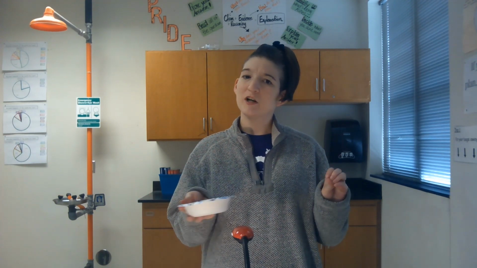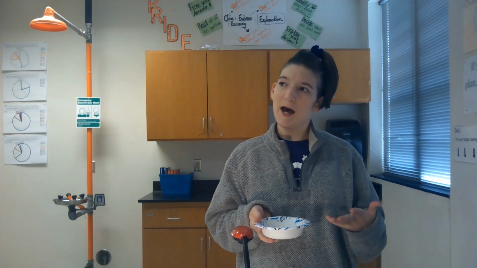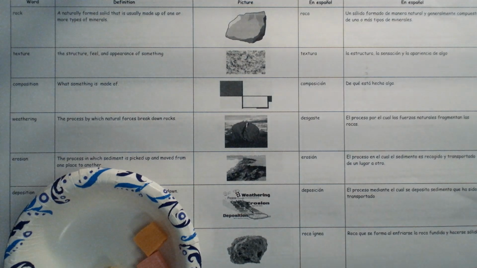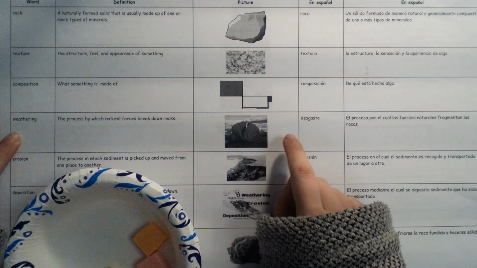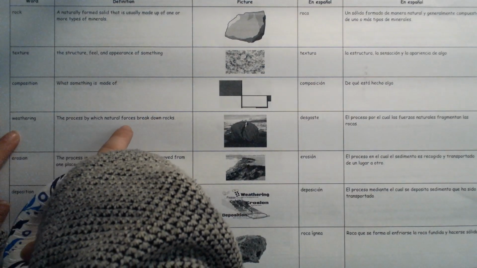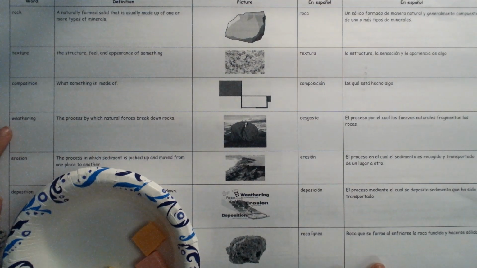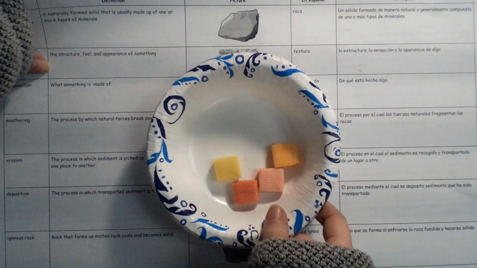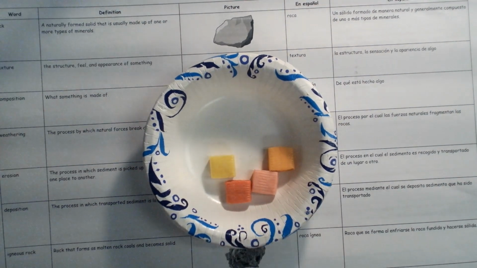What do rocks need to become sedimentary rocks? What needs to happen to rocks for them to become sedimentary? If you said the rocks need to experience weathering, then you would be correct. Weathering is the process by which natural forces break down rocks. So let's show that process now by breaking down our Starburst.